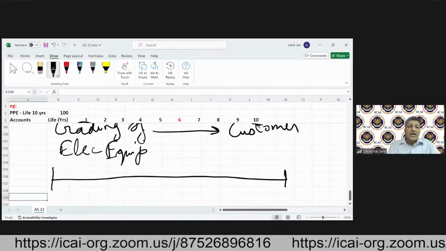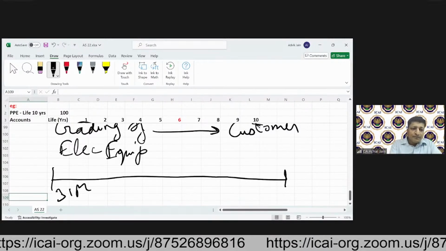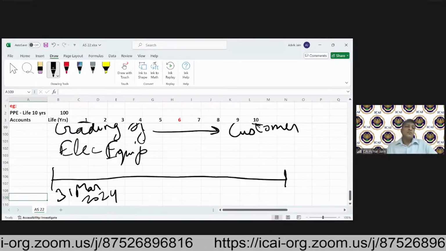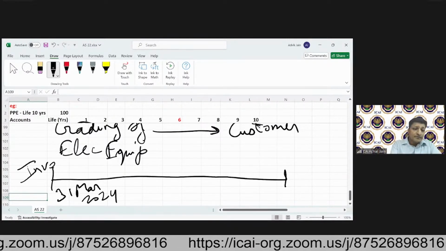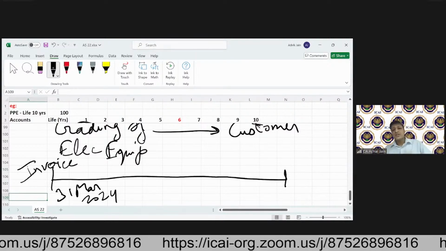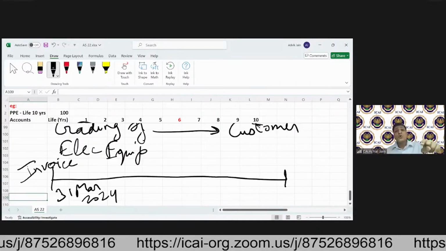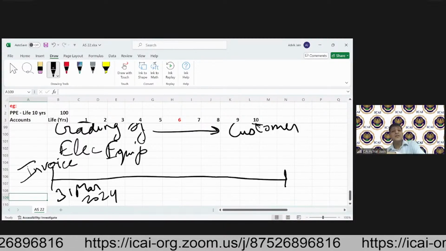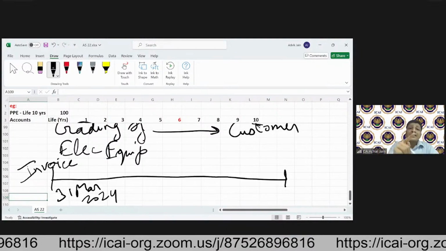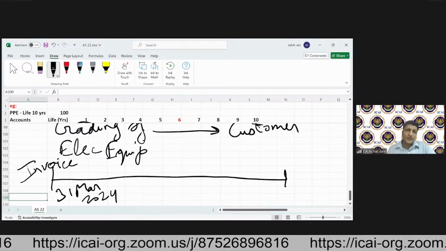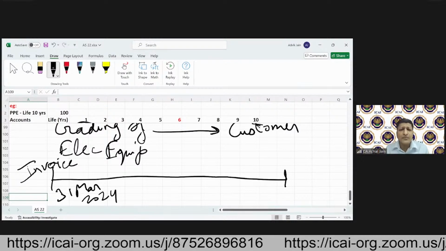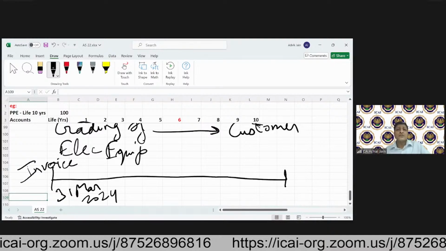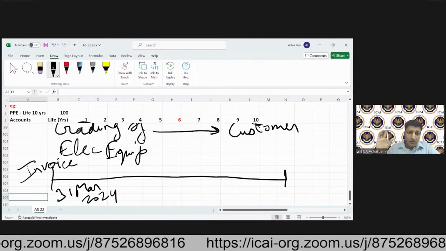On 31st March 2024, sale has taken place. Sale means invoice has been generated. But what was the term of the contract? The term of the contract specified that when the goods are delivered to the customer, that is when the significant risk and reward get transferred. And only then will the customer become liable for the payment. If, let's suppose, there is a loss in transit and the goods don't reach the customer, then the customer will not be held liable. So that is the term.